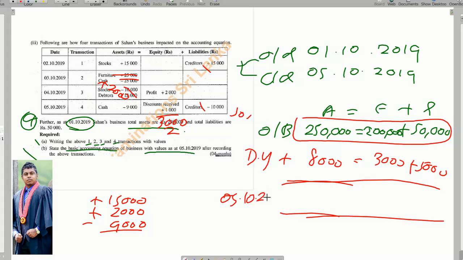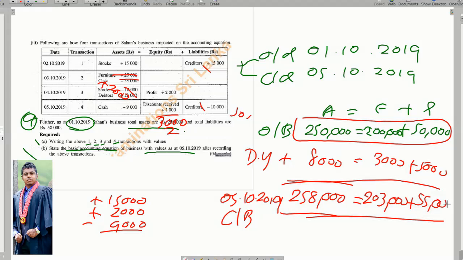So when we are calculating our accounting equation at the given date, that means 5th of October 2019, the total balance of assets is 250,000 plus 8,000, that is 258,000. Equity is 200,000 plus 3,000, 203,000. Liabilities are 50,000 plus 5,000, 55,000. Therefore you get the accounting equation: 258,000 equals 203,000 plus 55,000. So that is the answer actually.